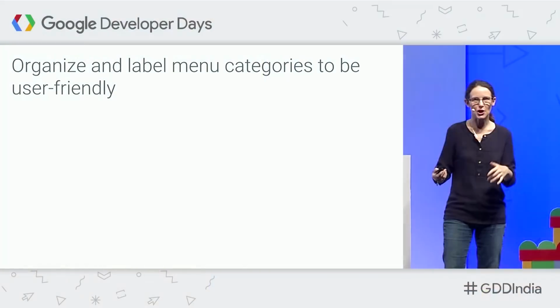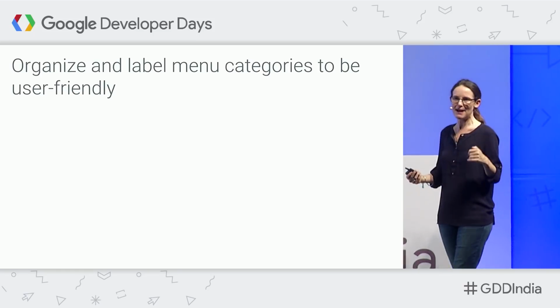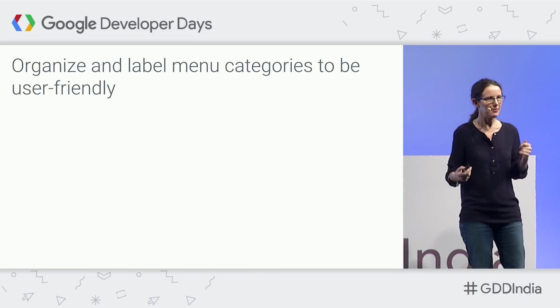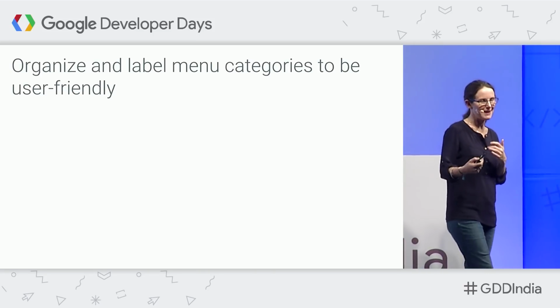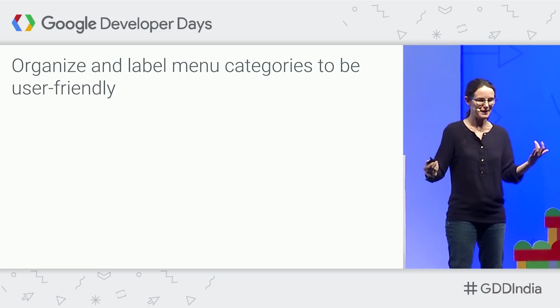Now, when we think of menus, a lot of thought has to be put into organizing and labeling menu categories to be user-friendly. So first of all, menus should be short. No user's going to want to really scroll through long menus on mobile, right? But in addition, our studies have shown that if we don't think really carefully about those menu categories, then we don't reflect users' mental model of those categories for your topic area.